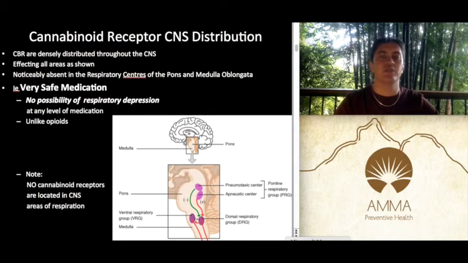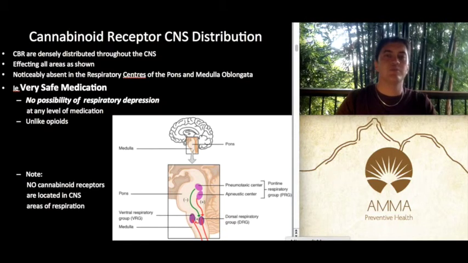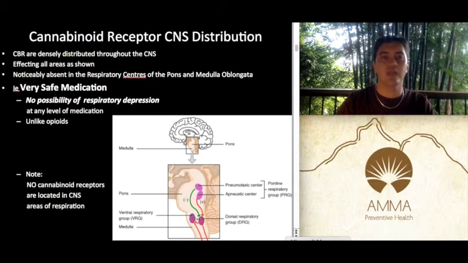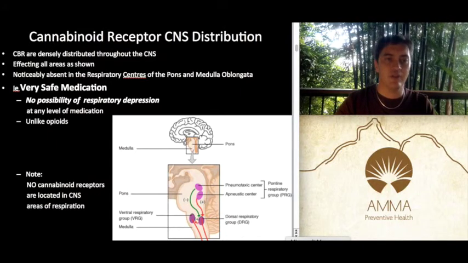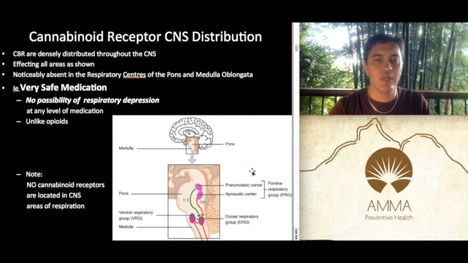Cannabinoid receptor central nervous system distribution. Cannabinoid receptors are densely distributed throughout the central nervous system. They are notably absent in the respiratory centers of the pons and medulla oblongata. So this is once again a point to reiterate that cannabinoid medicines are very safe. There is no possibility of respiratory depression at any level of medication. This is very unlike the opioids. And here we see an indication of the lack of cannabinoid receptors in the brainstem area associated with respiration.